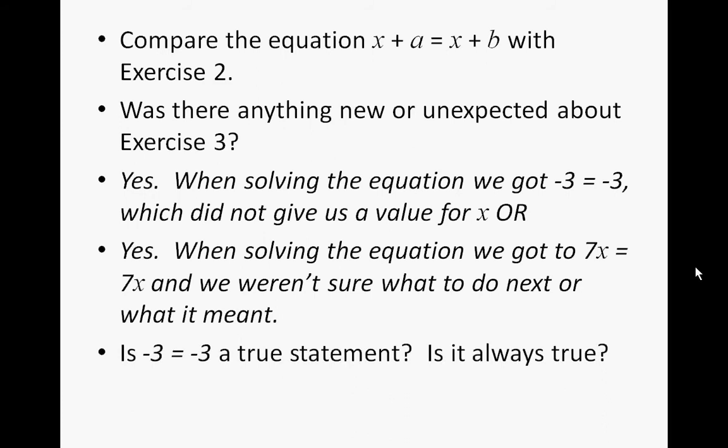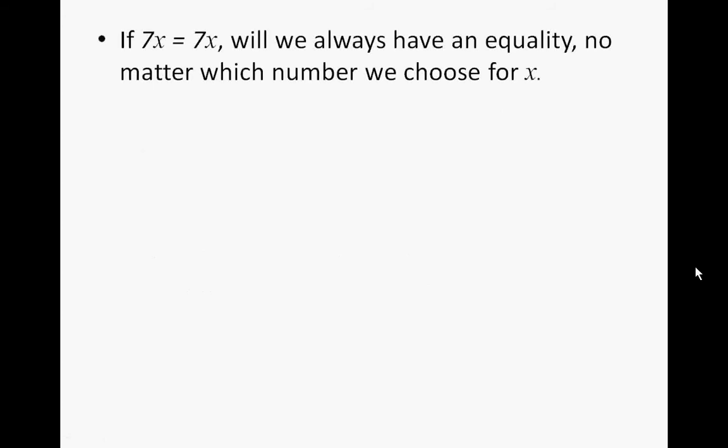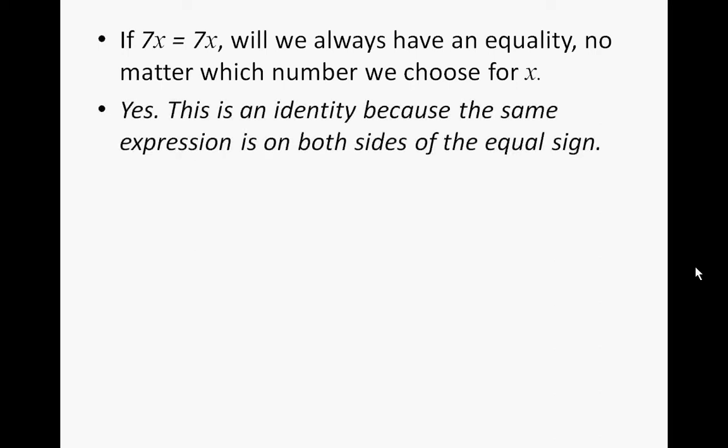So let's start with the first one. Is -3 equals -3 a true statement? Is it always true? Well, yes, it is always true. So if 7x, or 7 times x equals 7 times x, will we always have an equality no matter what number we choose for x? You should say yes, because it is an identity, because the same expression is on both sides of the equal sign.